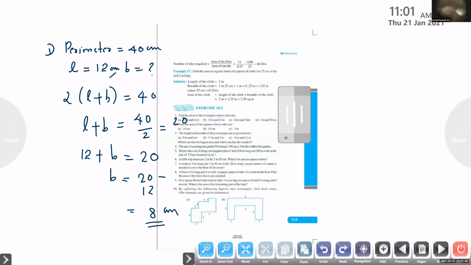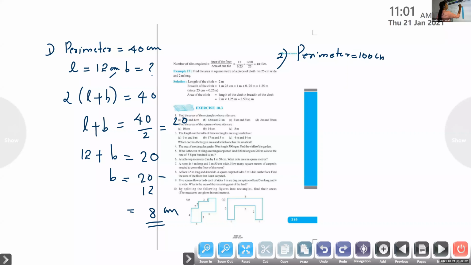Okay. So, second question I'll give you. Perimeter equal to 100. This you have to do. Perimeter equal to 100 centimeter. Length equal to 30. And breadth equal to, both you have to find.